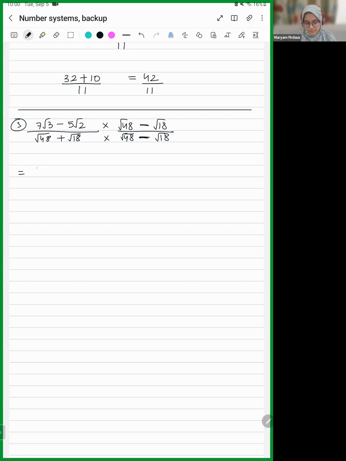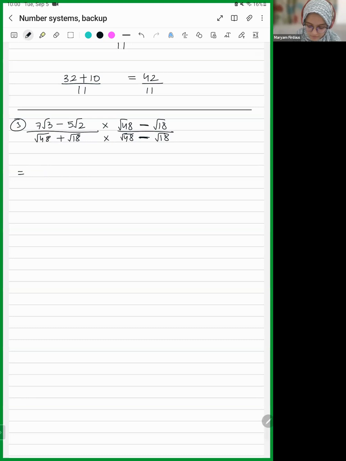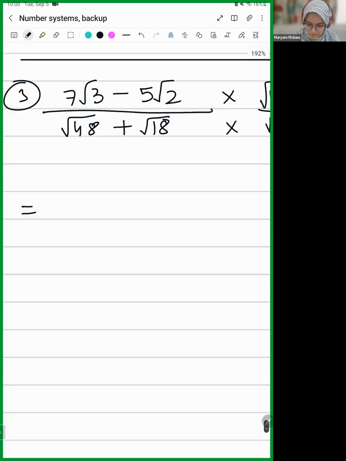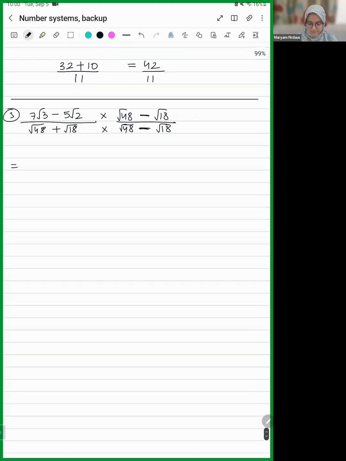7 root 5 minus 5 root 2. No, this is not 5, this is root 3. 7 root 3 minus 5 root 2, multiplied first by root 48 minus root 18. Okay, so instead of that, I'm just going to write it like this: 7 root 3 into root 48 minus root 18.